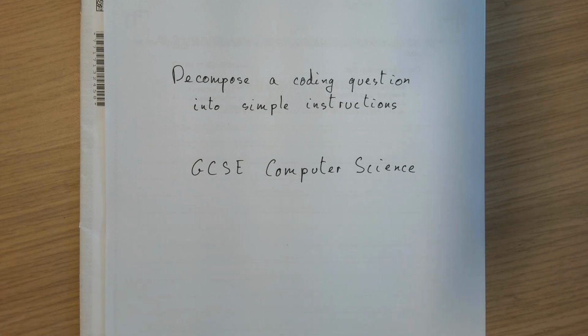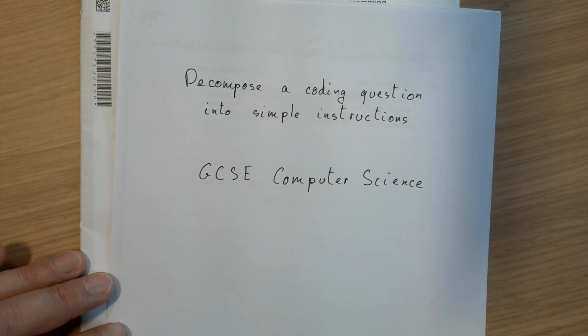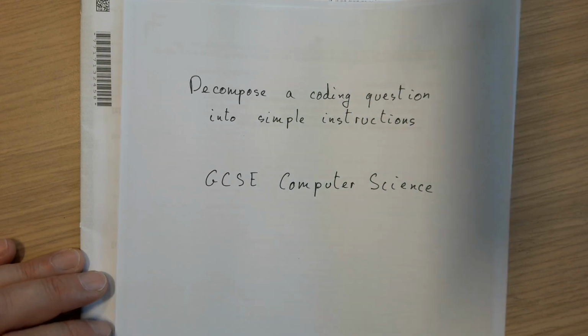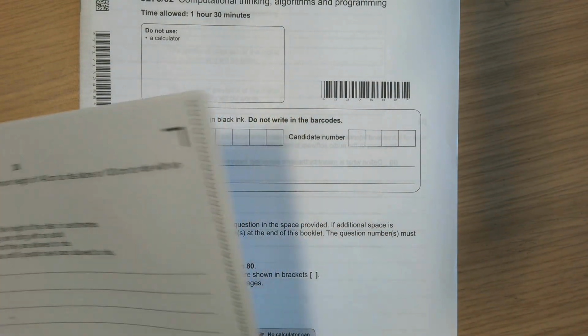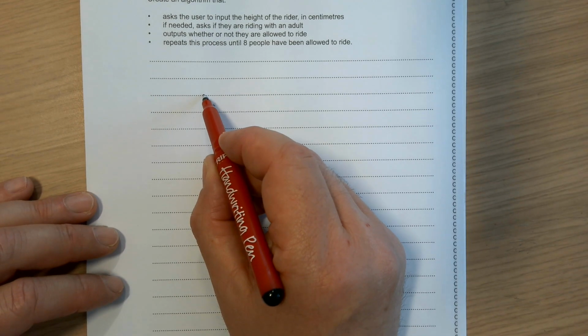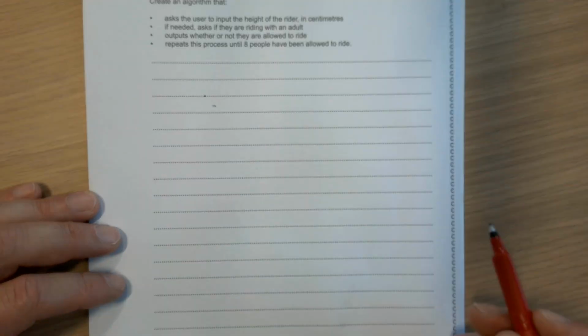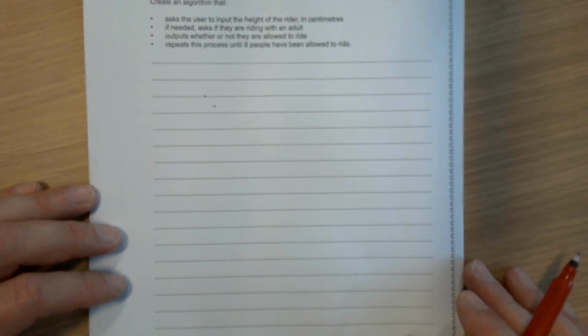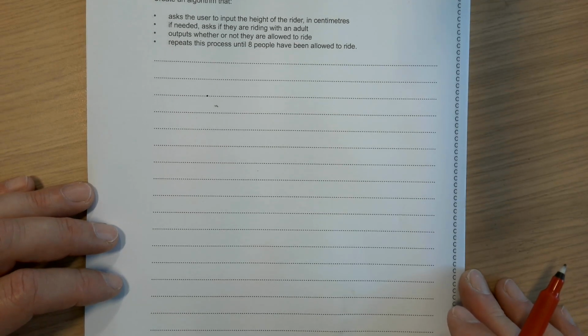Welcome to this screencast. We are looking at decomposing the coding question into simple instructions. So we're going step by step and explaining how I do these coding questions. I'm using an old question from 2019, and I always like to start writing my coding question, leaving a couple of lines empty at the top and a bit of space on the left in case I need to add something later on.